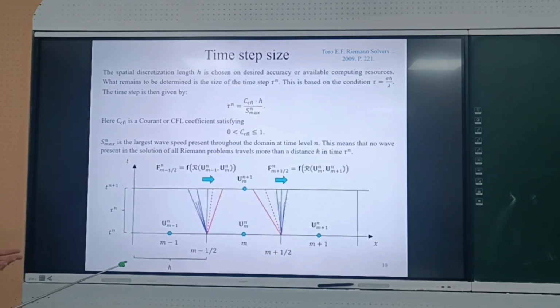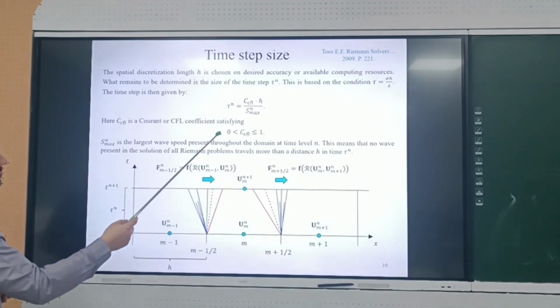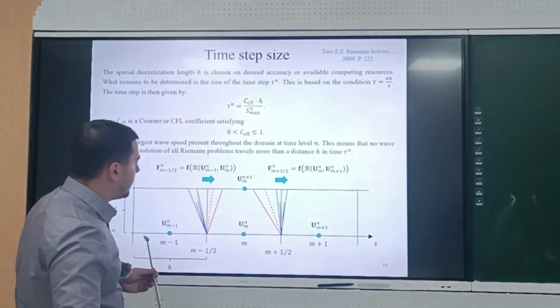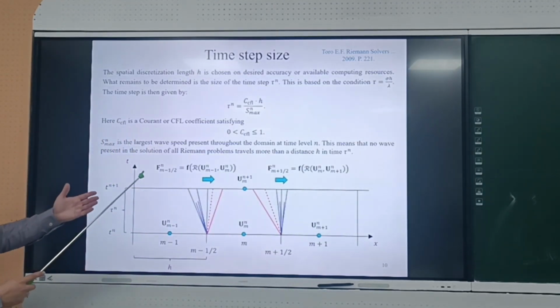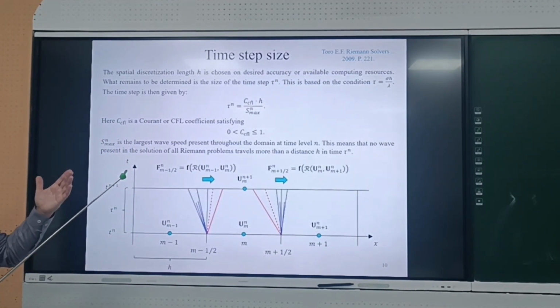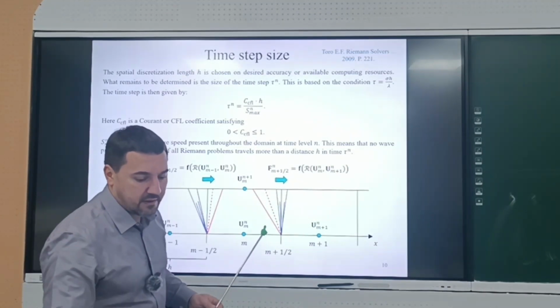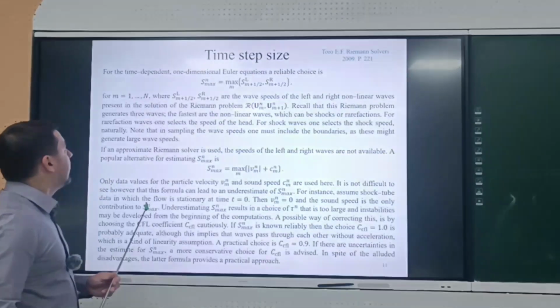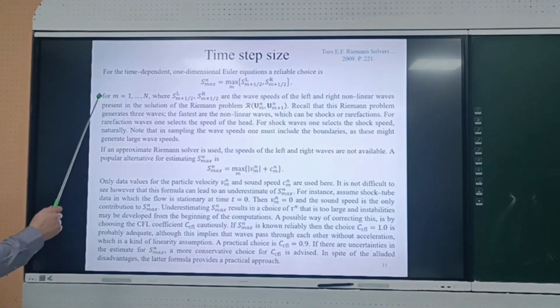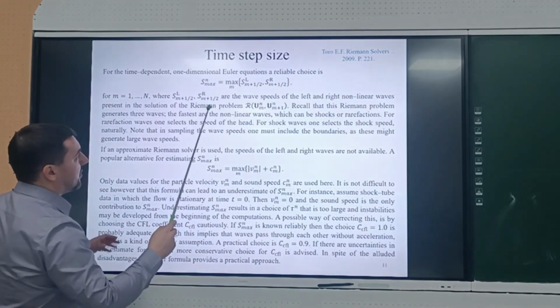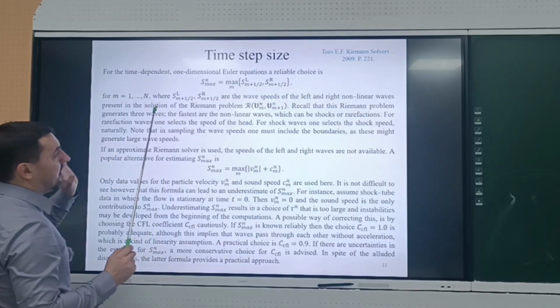If we know all the speeds of these bounding characteristics, then we can take CFL number equal to 1. So it's the most accurate result. But the problem is that maybe we do not use the Godunov solver. So maybe we use some approximate Riemann solver, and maybe we do not know the information about all these waves. For the time-dependent one-dimensional Euler equations, a reliable choice is still the best result.